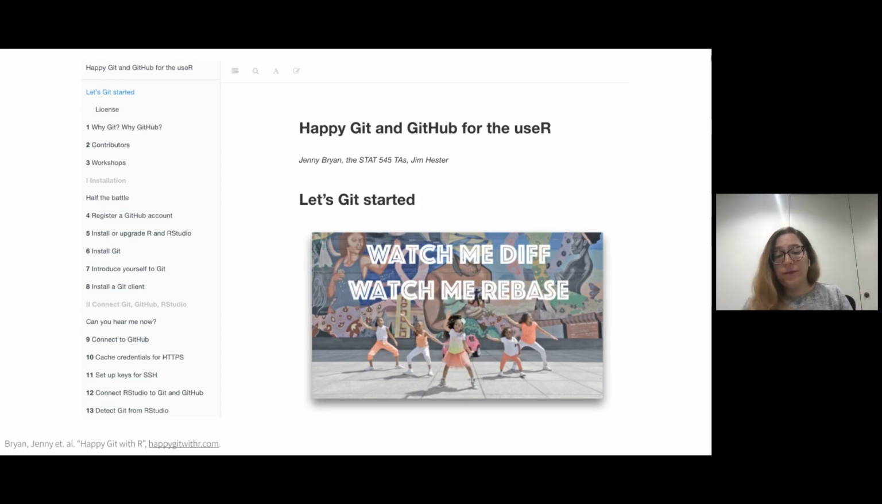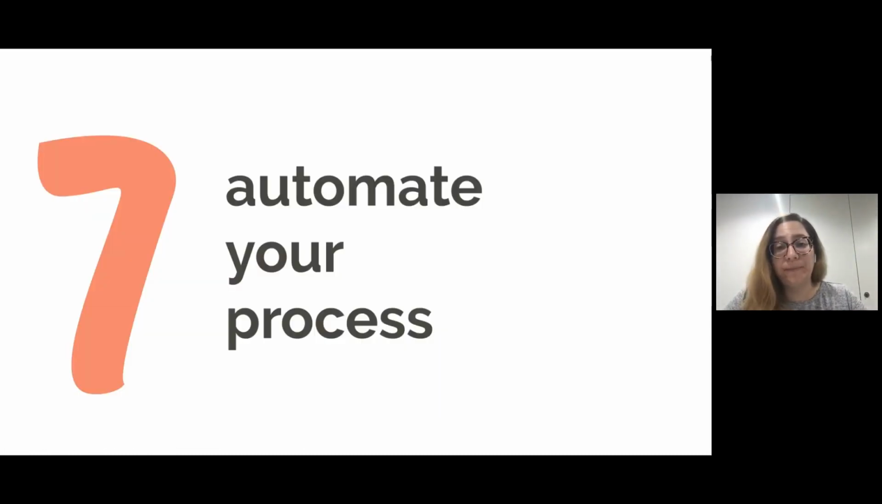If you use a different language, find a resource similar to this that has been designed for using Git for the types of tasks that you do, whether that be data science or software engineering or what else, as opposed to trying to learn the whole thing, which is going to be overwhelming.